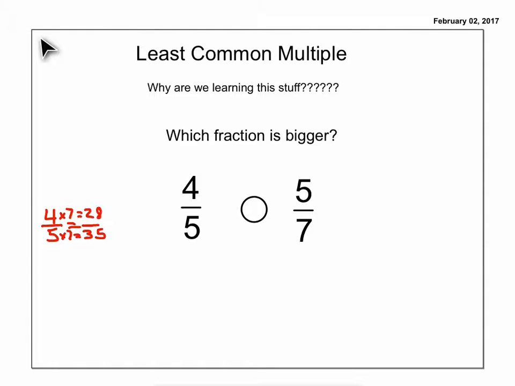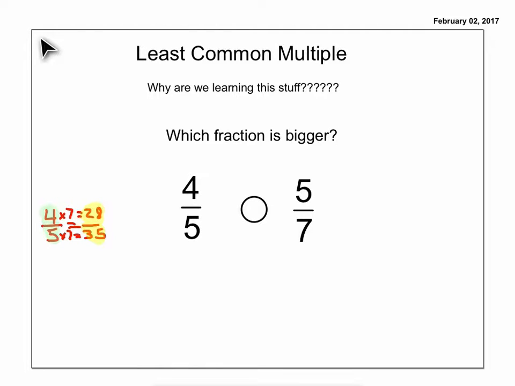So basically, the fraction 28 over 35 is equal to the fraction 4/5. These are equivalent fractions.